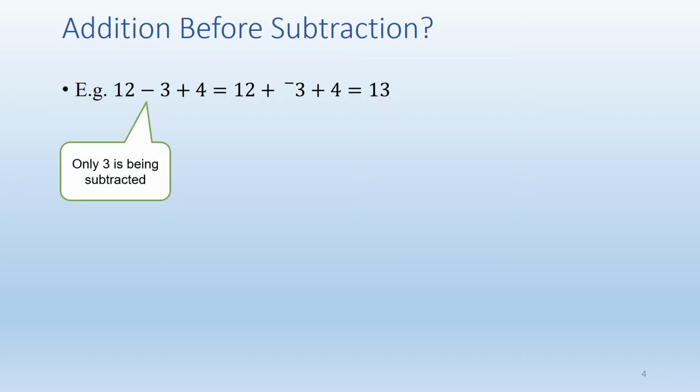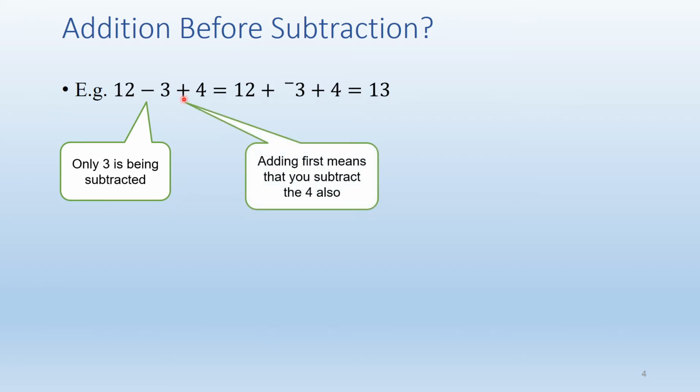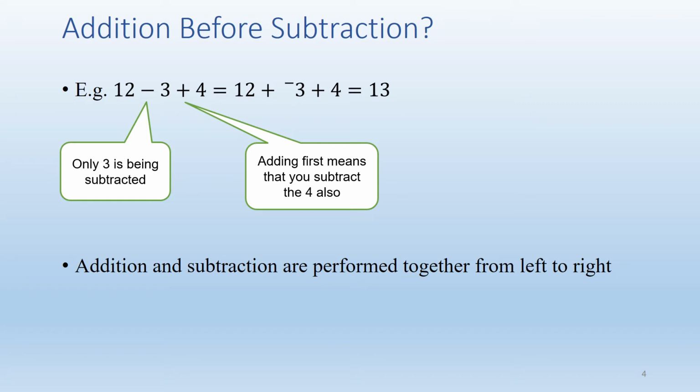Now, if we see that the 3 is the only thing being subtracted there, we can easily see that doing the addition first, that is 3 plus 4 is 7, we end up subtracting the 3 and the 4. And that doesn't make sense, because if I wanted you to subtract the 4 as well, I would have written subtract 4 there. So you can see that that's leading to the wrong answer.